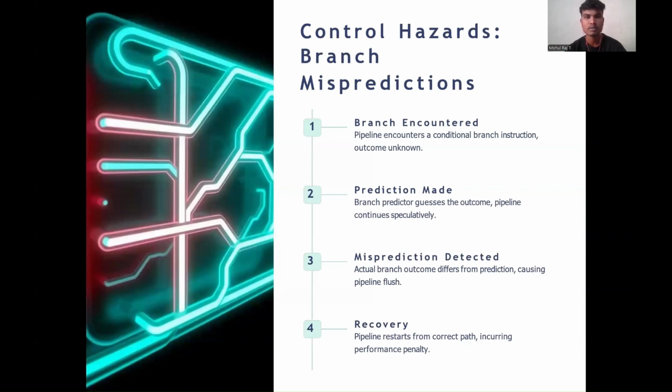Control hazards and branch mispredictions. Branch encountered, prediction made, misdirection, and resource waste. The pipeline encounters a conditional branch instruction whose outcome is unknown, and a misdirection can lead to a wrong branch outcome prediction, causing a pipeline flush.